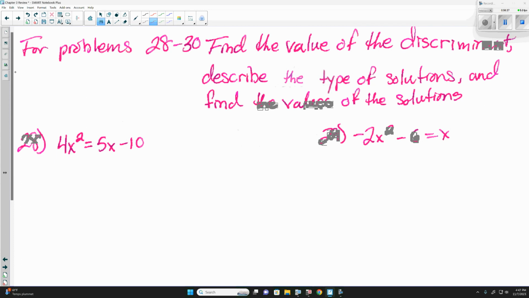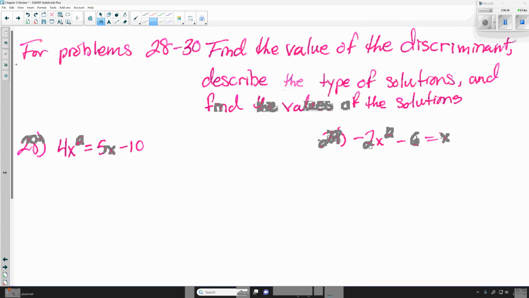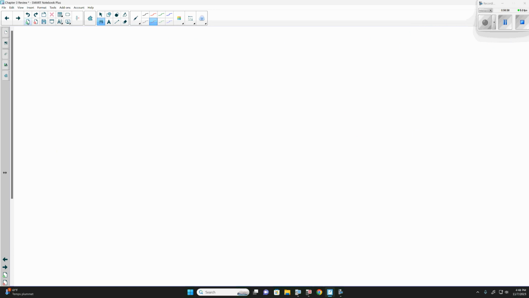Question 28 and 29. Find the value of the discriminant, the type of solutions, and find the value of the solutions. We're not going to worry about finding the value of the solutions. We're just going to find the discriminant and describe the type of solutions. How to do this? Well, the discriminant is our b squared minus 4ac.